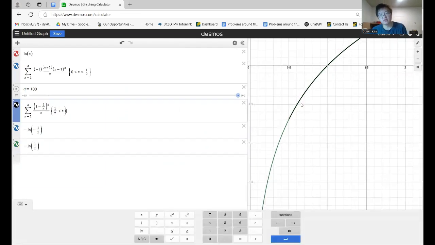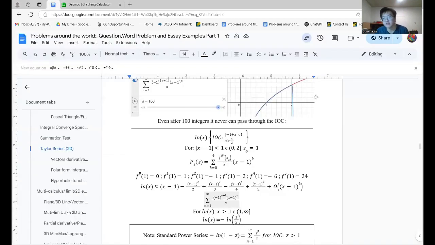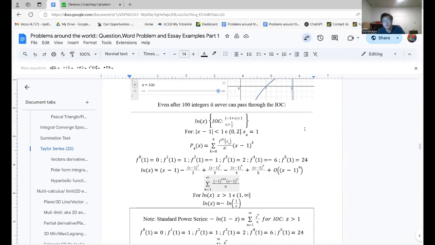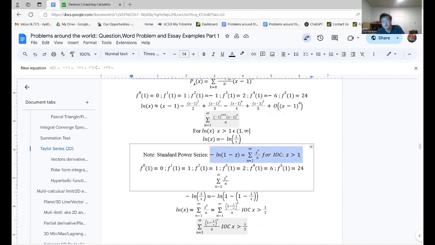The reason I didn't know that is due to me not testing. I did not do the ratio test to figure that out. That's why I got x greater than one. I assumed it because this is z is greater than one. Here, I assume the same with the IOC.